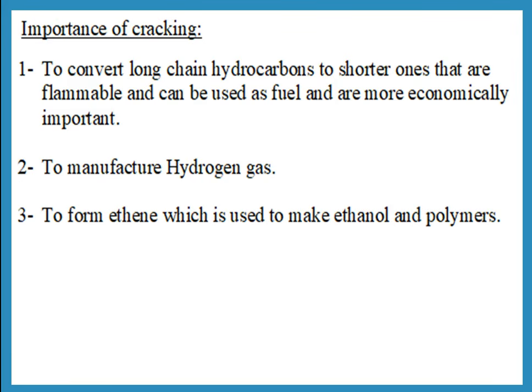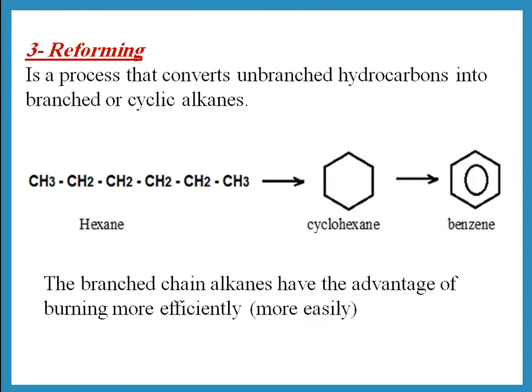It is also used to manufacture hydrogen gas, and one of the products is usually ethene, and ethene can be used to make ethanol and polymers.